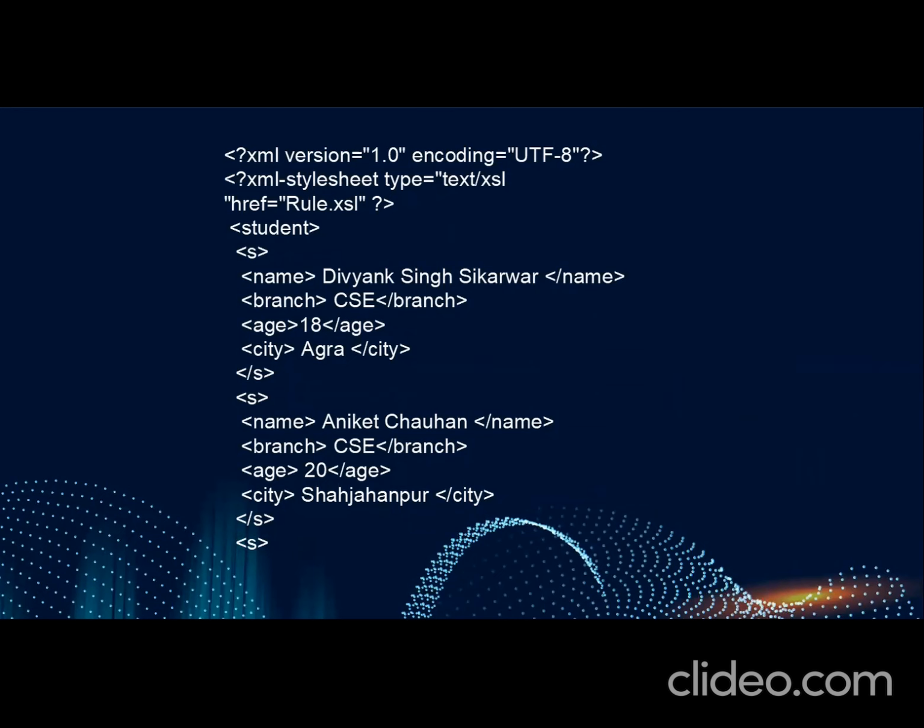So this is an XML file in which we linked an XSL file. The first element is student one, Divyang Singh Sikarwar, and his branch is CSC with an age of 18, and he belongs to Agra city. So for every student there are four elements: name, branch, age, and city. Without using an XSL file, we get plain text.